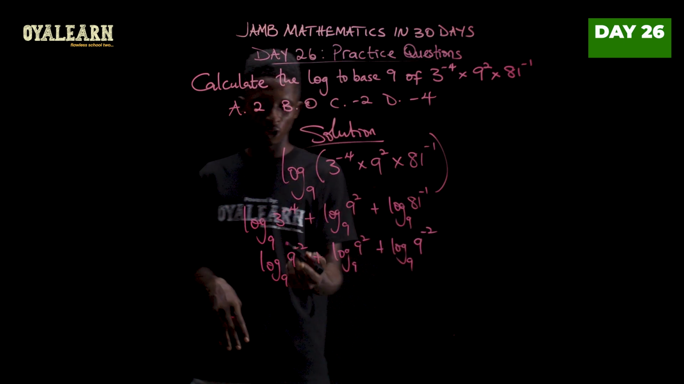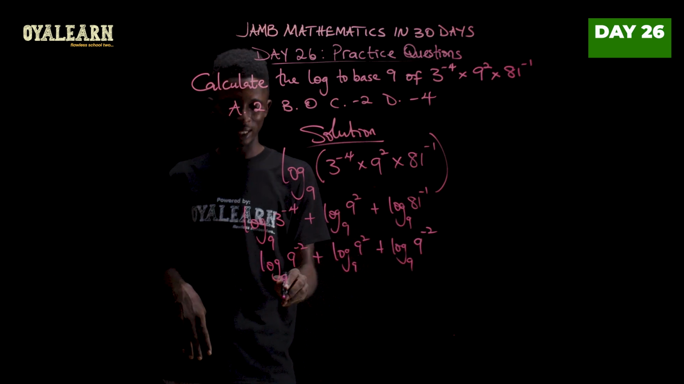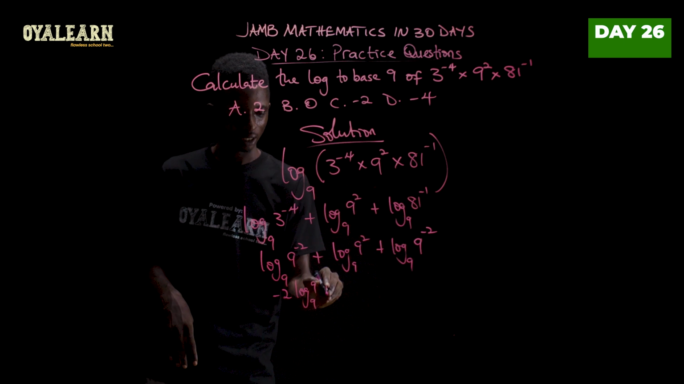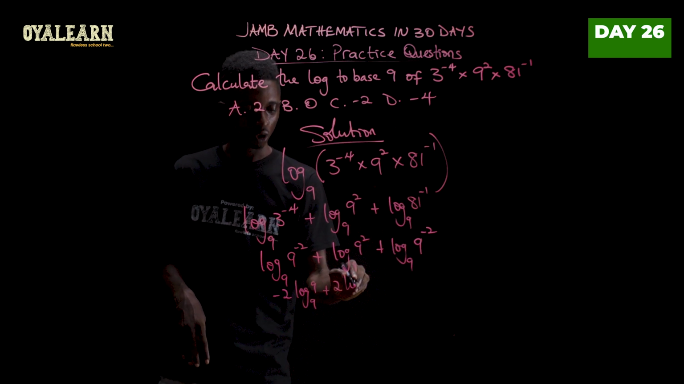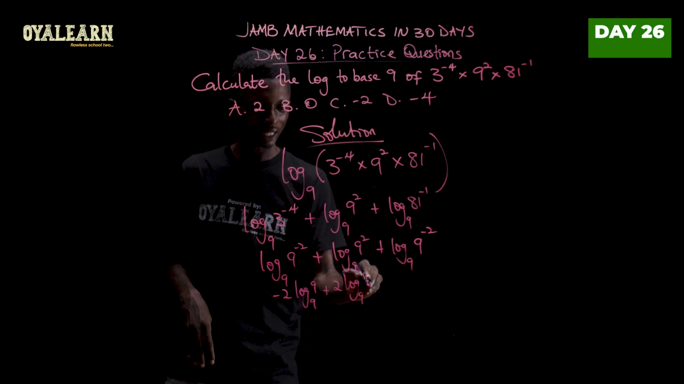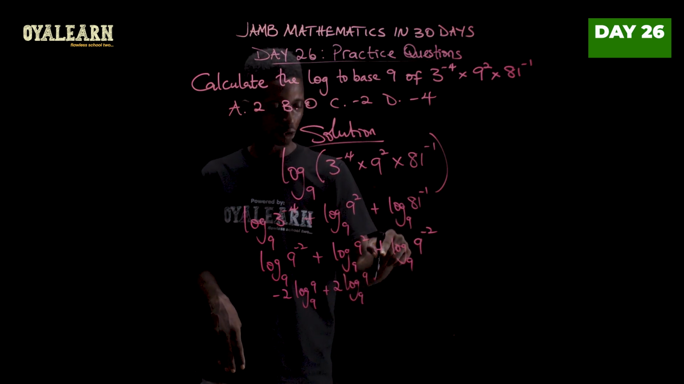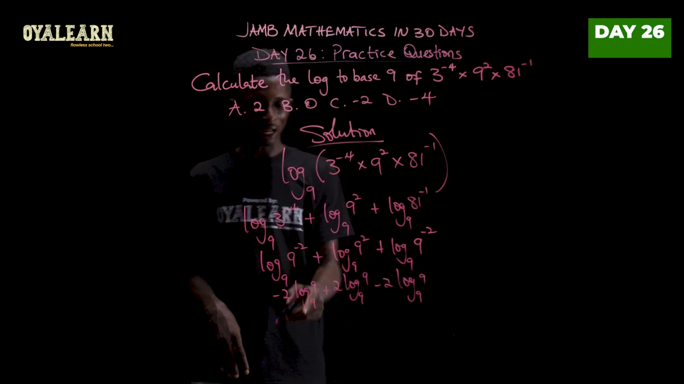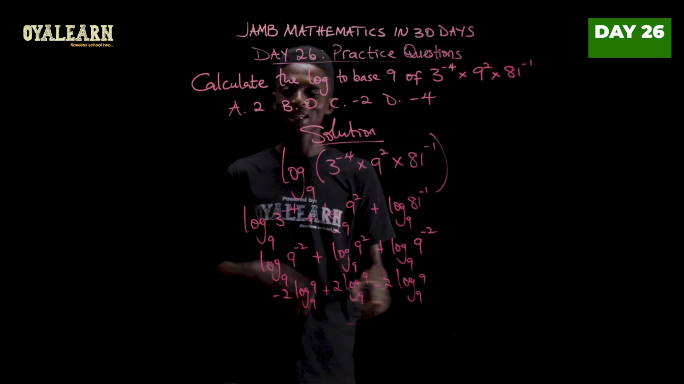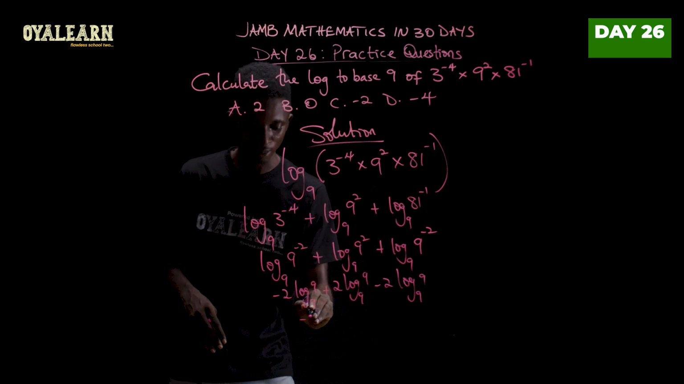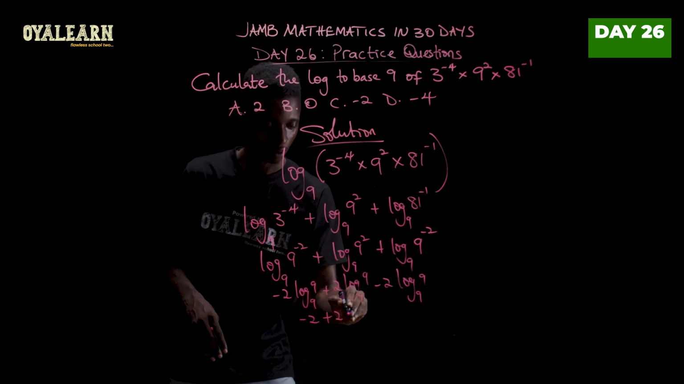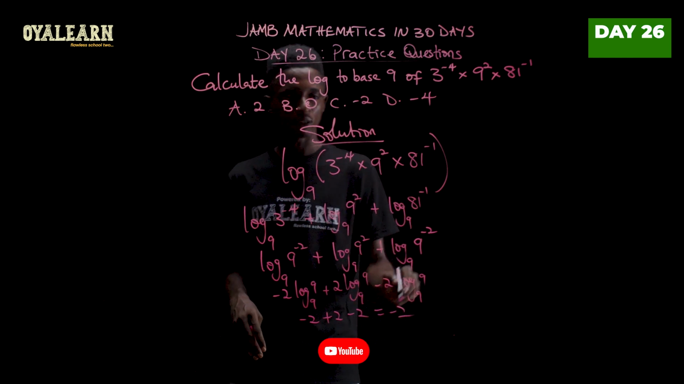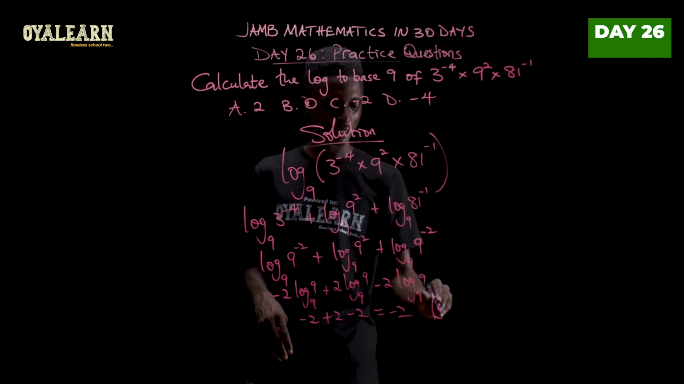Now let's apply the law of logarithms where the power comes to the front. Now you have negative 2 log 9 base 9 plus 2 log 9 base 9, then minus 2 log 9 base 9. Now log 9 base 9 is 1 in each case. So what we have is minus 2 plus 2 minus 2. Minus 2 plus 2 is 0, then minus 2, so we have minus 2. So the correct option here is C.